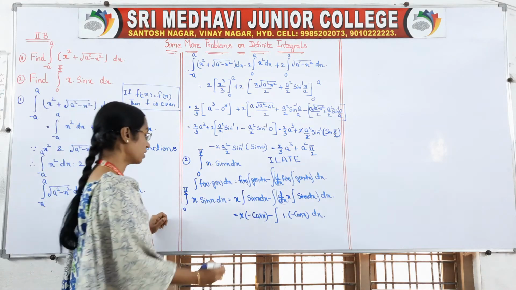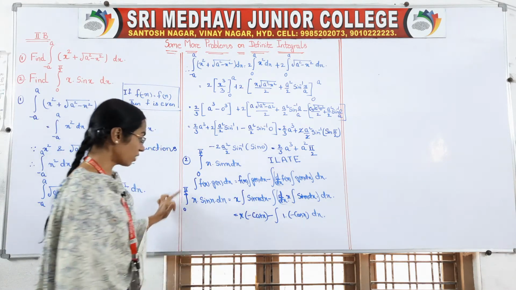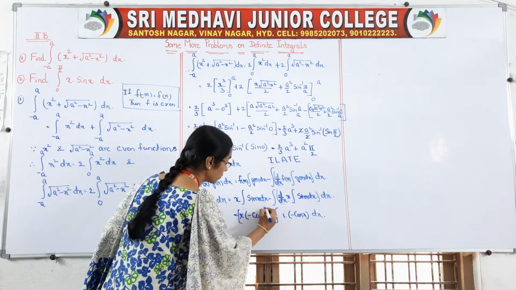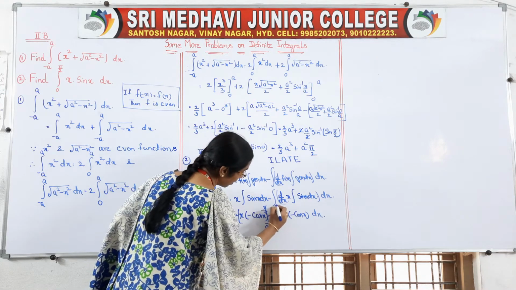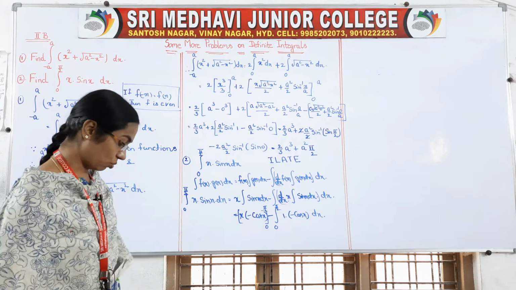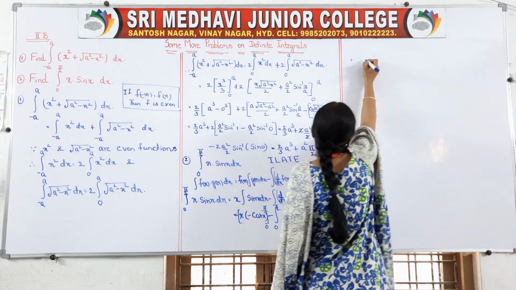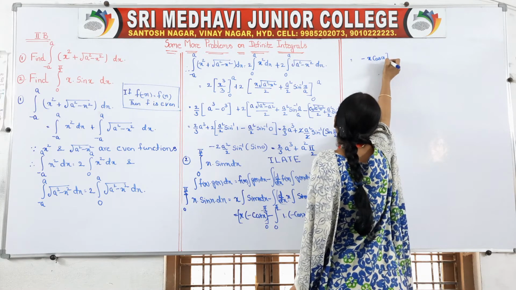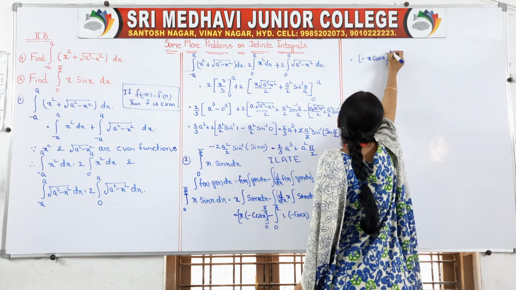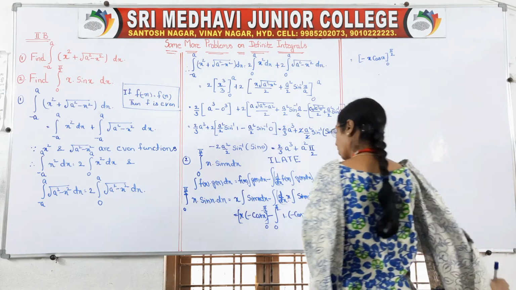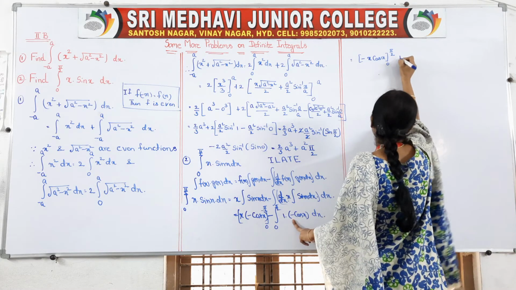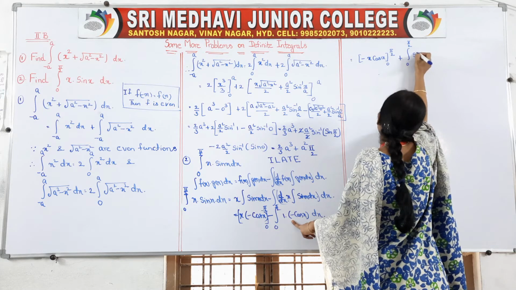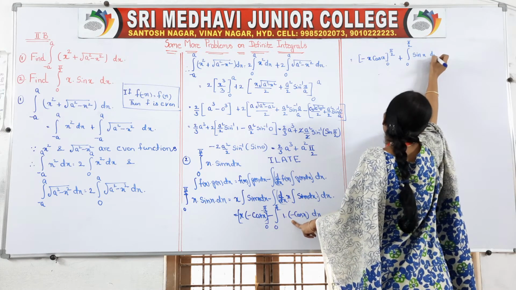Okay, so after completing the integration, we have to apply the limits also. For this, your limits are 0 to pi by 2. For this also, your limits are 0 to pi by 2. So it is minus x cos x, right, we can write this as 0 to pi by 2. Minus of minus, plus integral 0 to pi by 2 of sin x dx.